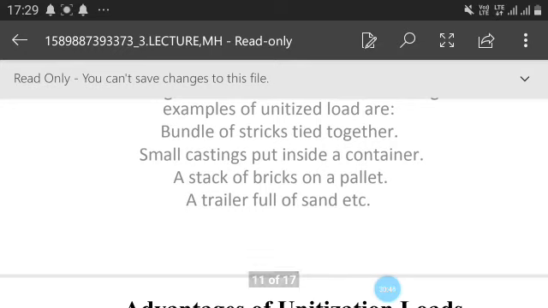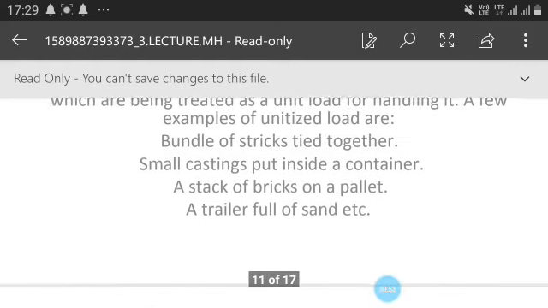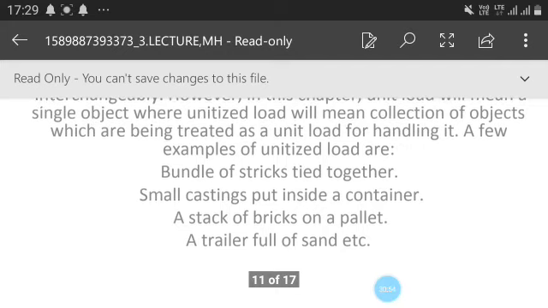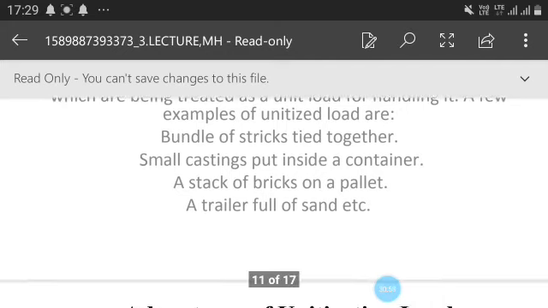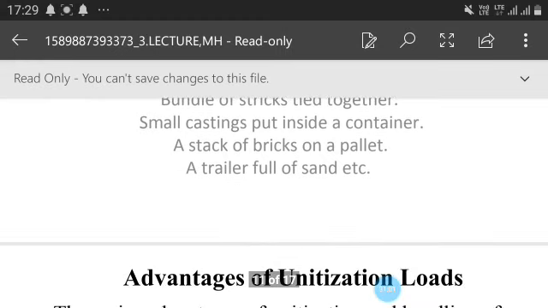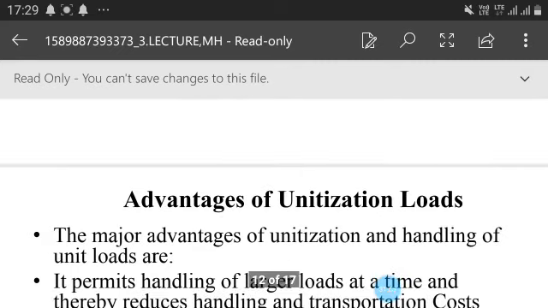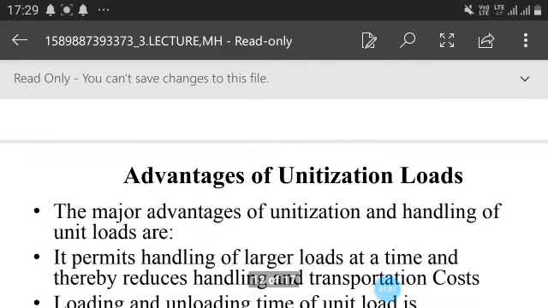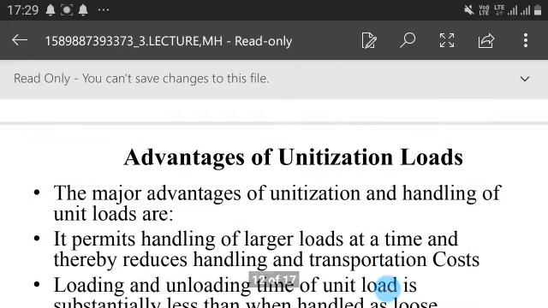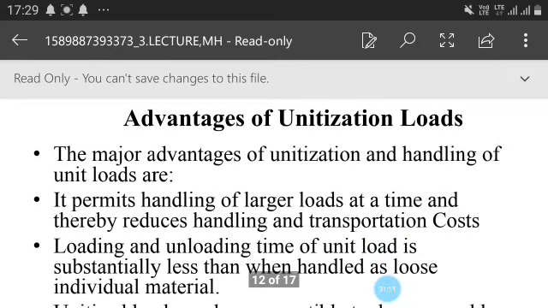So for a trailer full of sand, we have to consider the one trailer as one unit load, and these trailers can be transferred very easily to your required places. There are no difficulties when you have to transfer the one trailer full of sand. And now the advantages of unitization of loads.